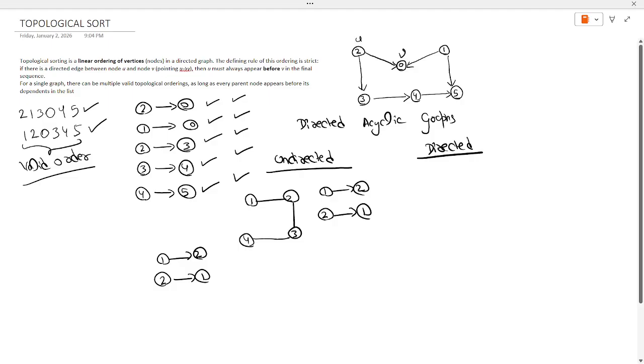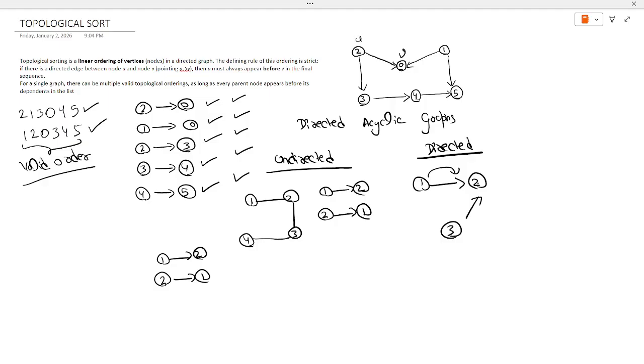So a directed graph says that for all the edges in the graph, there is a particular direction. If I consider an example, this is a directed graph. It says we can move from 1 to 2, but we cannot move from 2 to 1 because this edge has a specified direction. We can only move from 1 to 2.